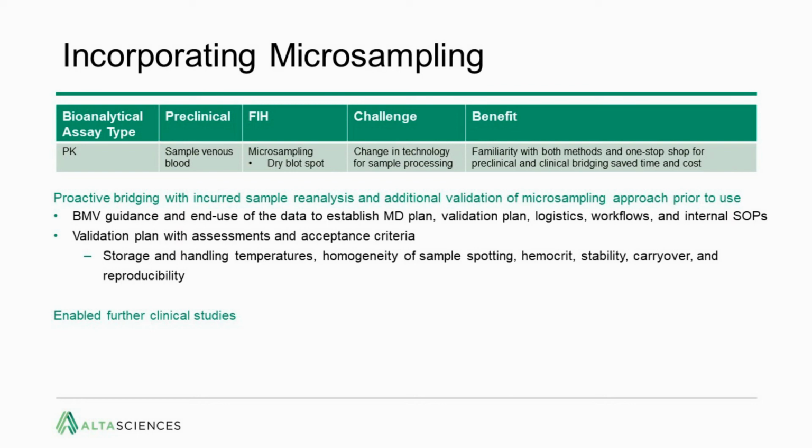This was accomplished by proactive bridging with incurred sample reanalysis and additional validation of the microsampling approach prior to use. Careful analysis of the bioanalytical method validation guidance and end use of the data to establish specific plans and logistics and workflows and SOPs was critical, and a thorough validation plan with assessments and acceptance criteria, including storage and handling temperatures, homogeneity of sample spotting, hematocrit, stability, carryover, and reproducibility. This then will enable further clinical studies.